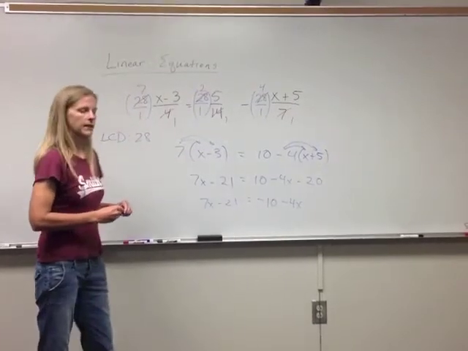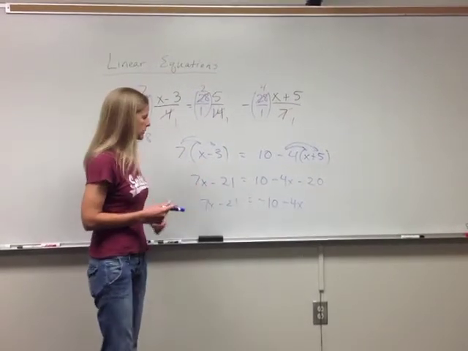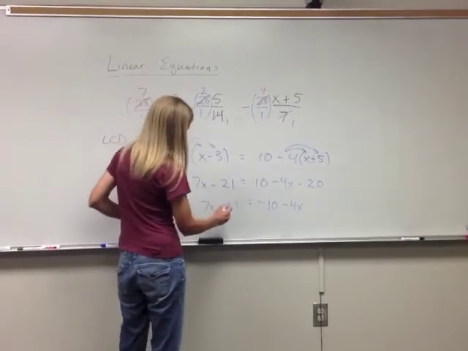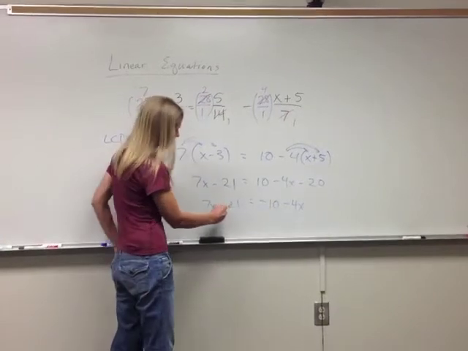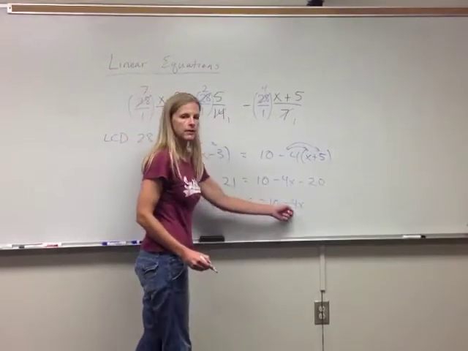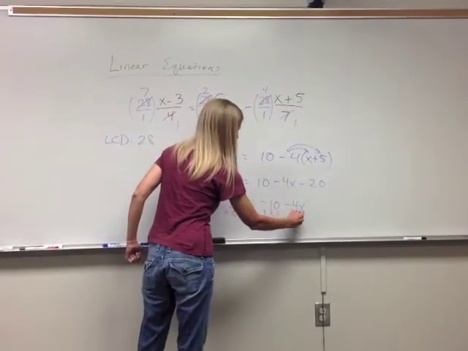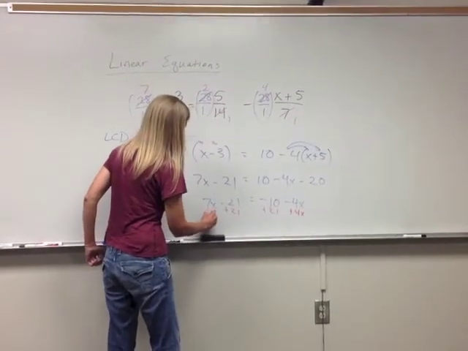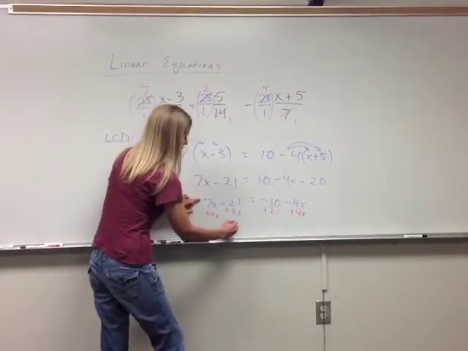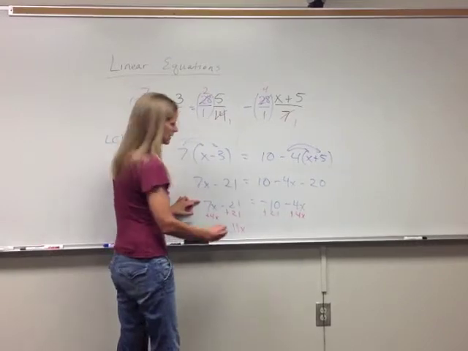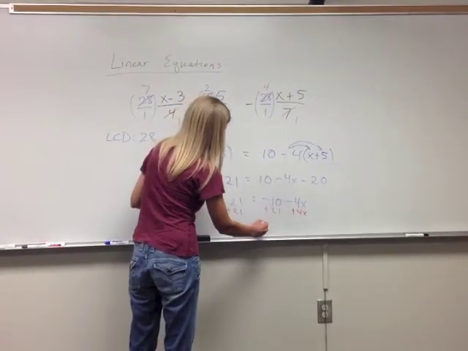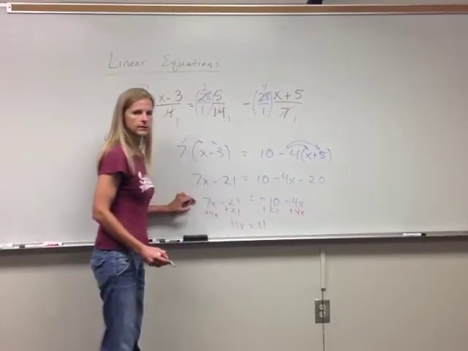And at this point, I can begin moving terms across the equal sign, trying to get my x's together, get my constants together. So to move this minus 21, I'm going to add 21. To move this minus 4x to the other side, I'm going to add 4x. And so what do we have now? We have 7x plus 4x, which is 11x, equals negative 10 plus 21, which is going to be 11.